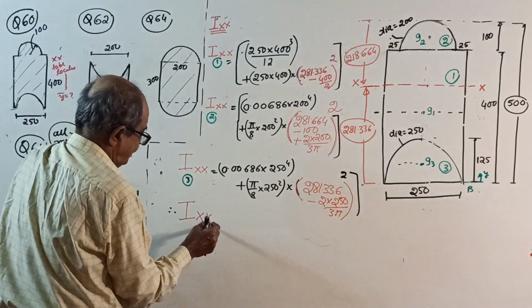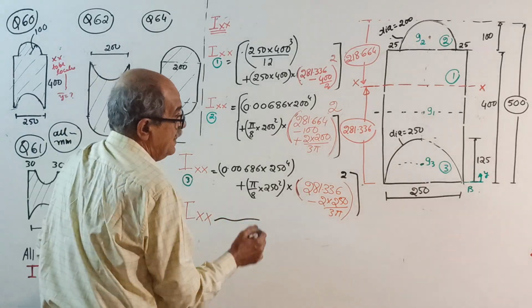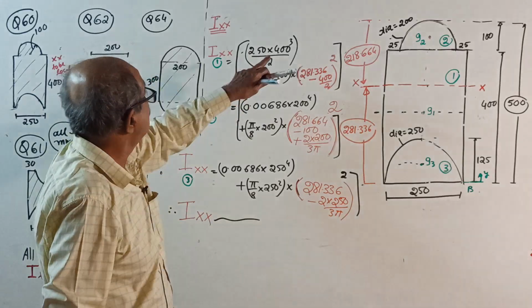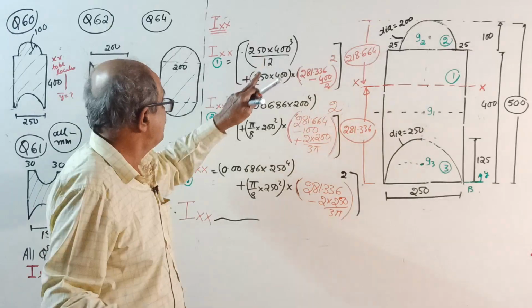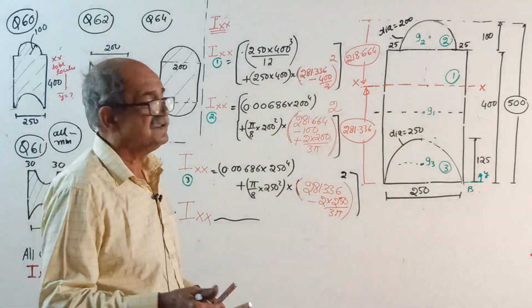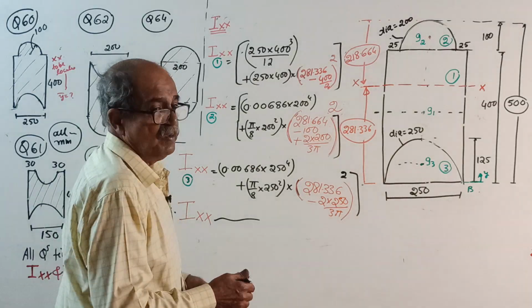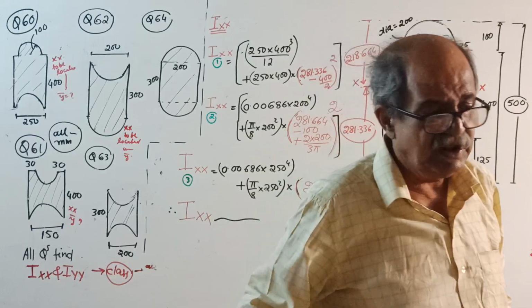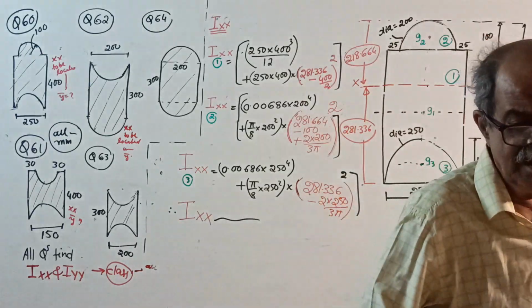Then write, therefore, I about xx for the entire given area equals Ixx for 1 plus Ixx for 2 minus Ixx for 3. Get the answer. Okay, now Iyy. Just one minute, I'll pause the recording, making the color a little more visible.